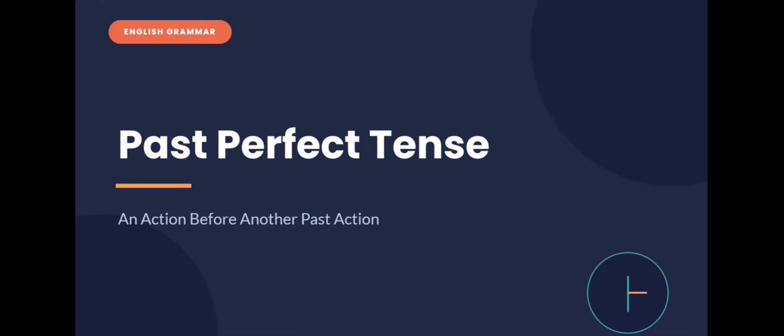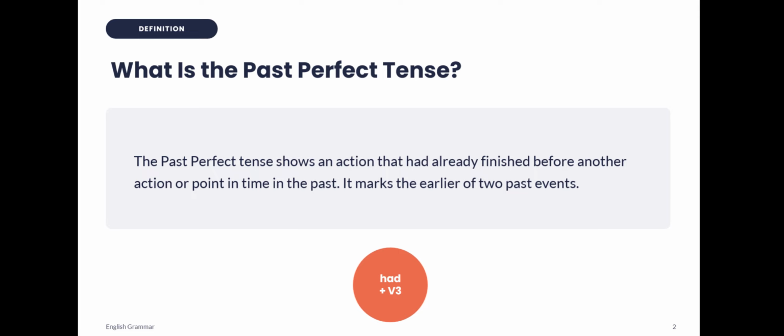Hey everyone, welcome back. Today we are learning one of the most useful tenses in English grammar, the past perfect tense. So, what exactly is the past perfect tense? Simply put, it's used to show an action that had already finished before another action happened in the past. In other words, when you have two events in the past, the past perfect tells you which one happened first.